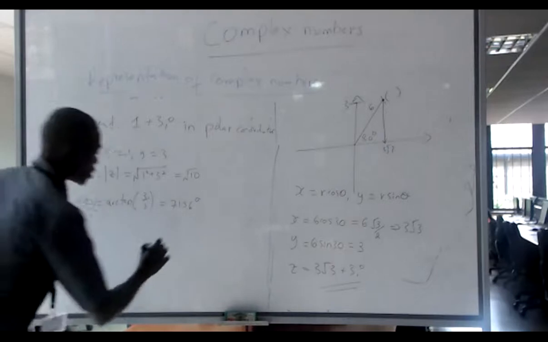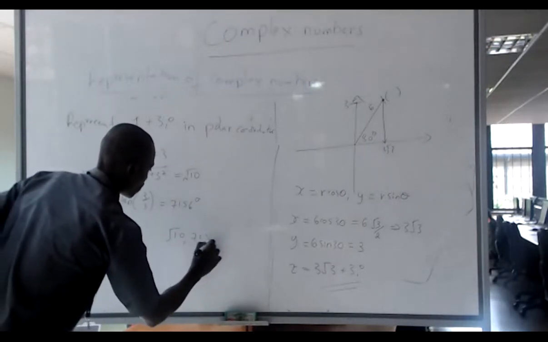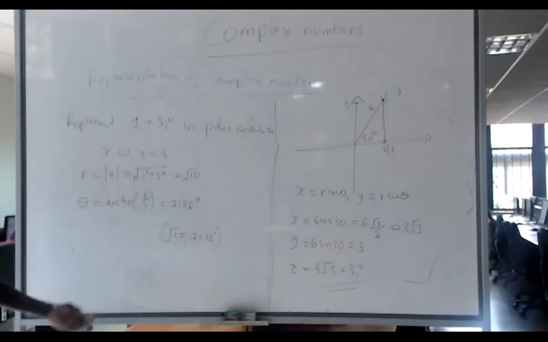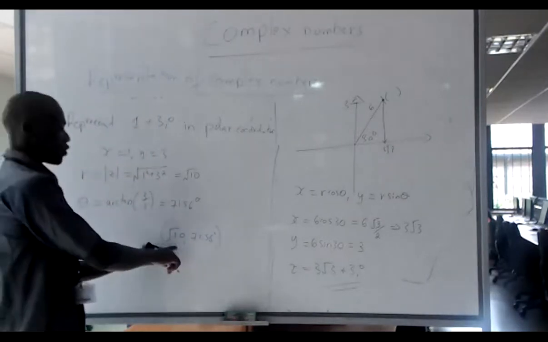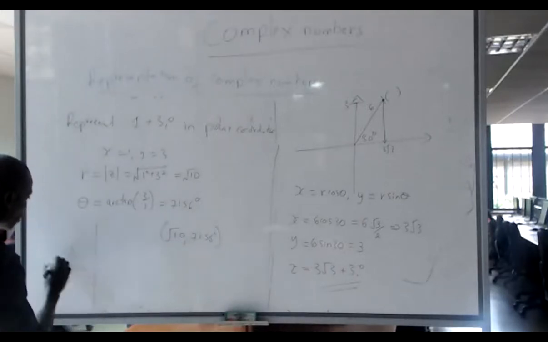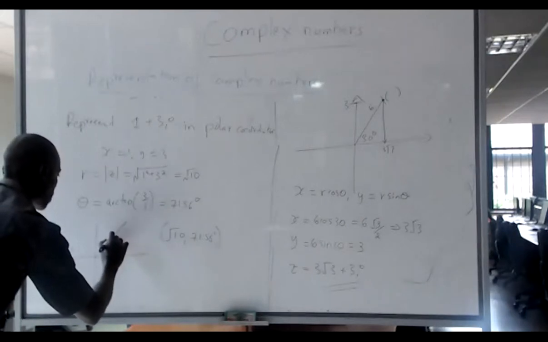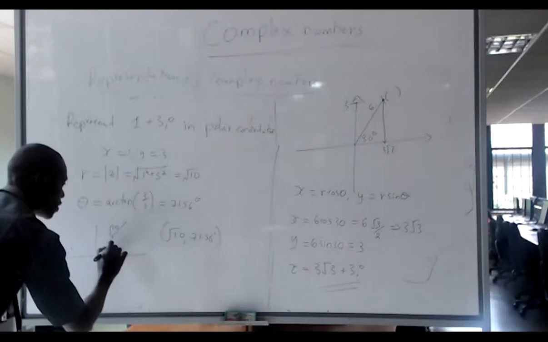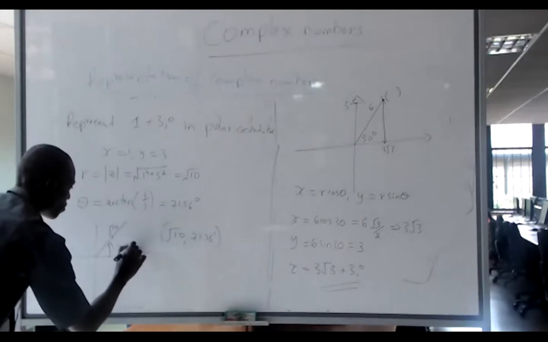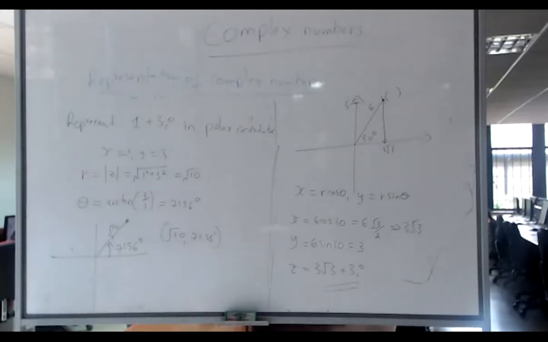So therefore, the same number 1 plus 3i can be represented using just these two coordinates, root of 10, 71.5 degrees, meaning that you will need to move a distance of root 10. So if this is your Argand diagram, the length of this vector is going to be square root of 10, and then this angle is going to be 71.5 degrees. And this is the complex number that you are interested in.